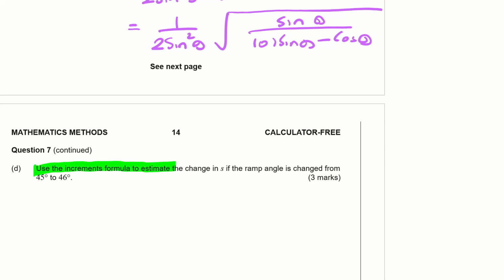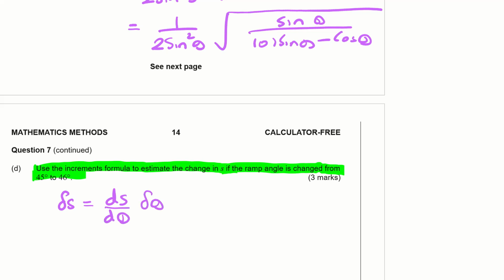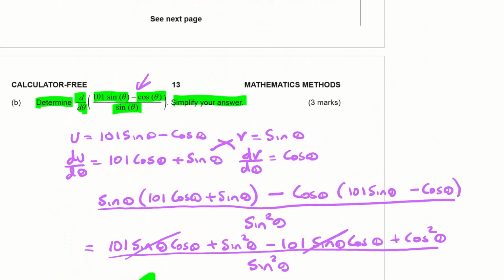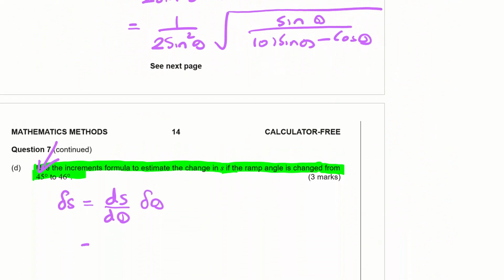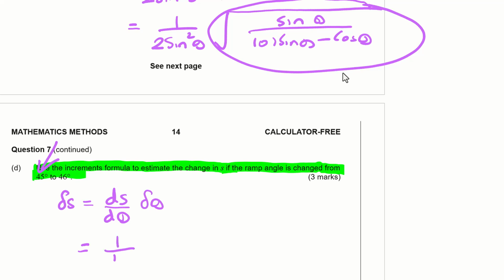Use the increments formula to estimate the change in S if the ramp angle is changed from 45 to 46 degrees. So, delta S is going to be ds d theta times delta theta. Now, when theta is 45, we worked out in part 1 that S was equal to 10. That means that this part of the formula, this part here, is going to be 1 over 10.